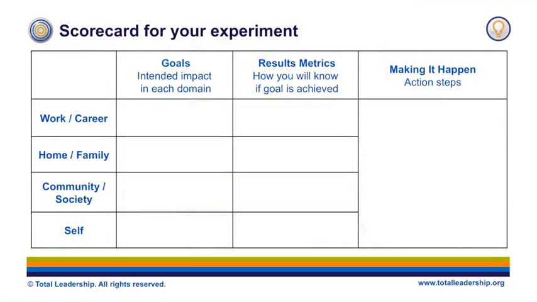The first column asks you to define your goals for each domain. Your intended impact in each domain at work or school, at home, in the community or society, and for your private self.